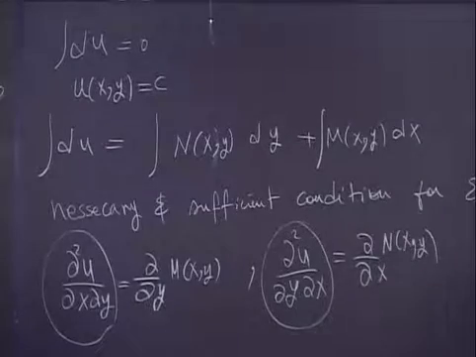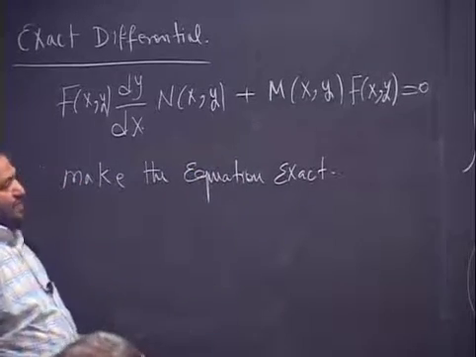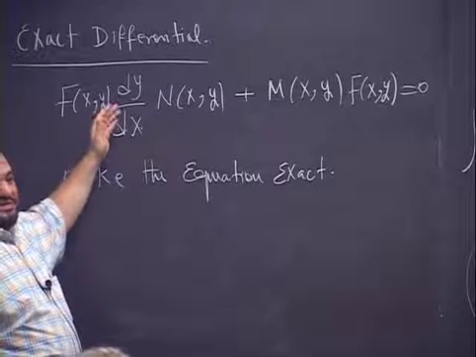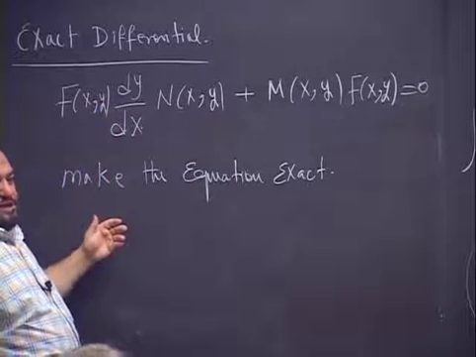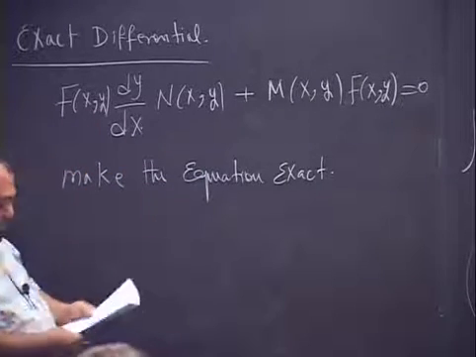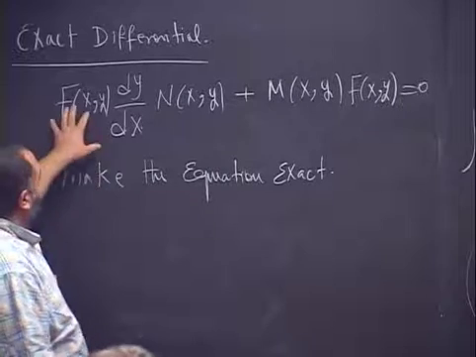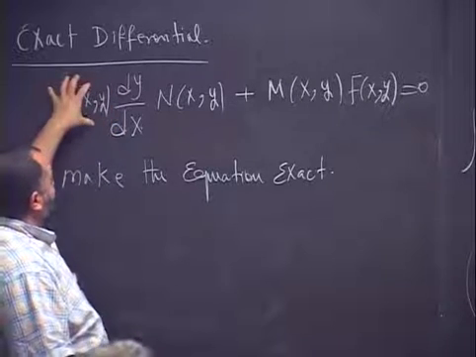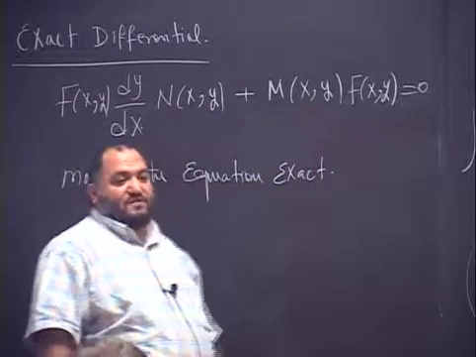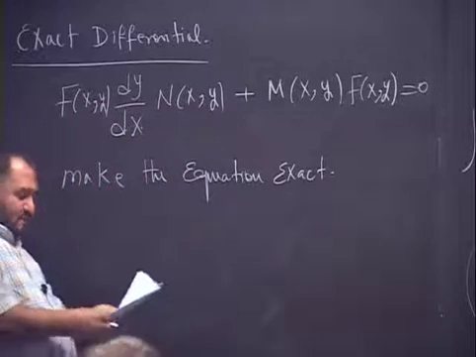What if the differentiation of n with respect to x does not equal the differentiation of m with respect to y? Then we have to try some tricks so that we convert the non-exact form of the equation to an exact form. How will we do this? By multiplying both sides by a function f of x and y, so that we make this equation exact. The new function is f of x and y multiplied by n of x and y, and the differentiation with respect to x and y should make this function exact.